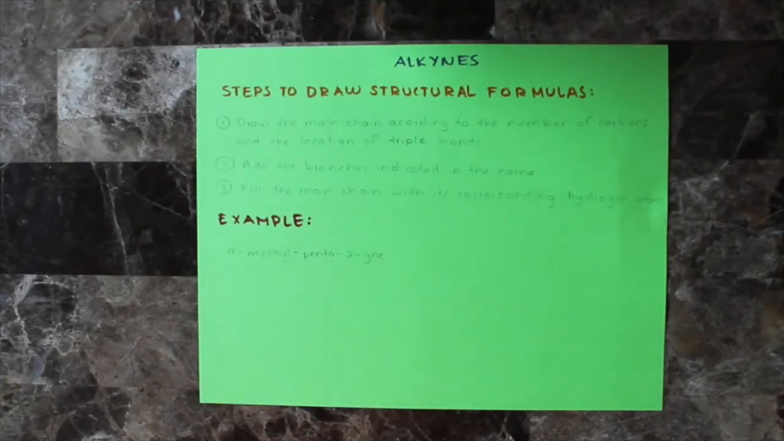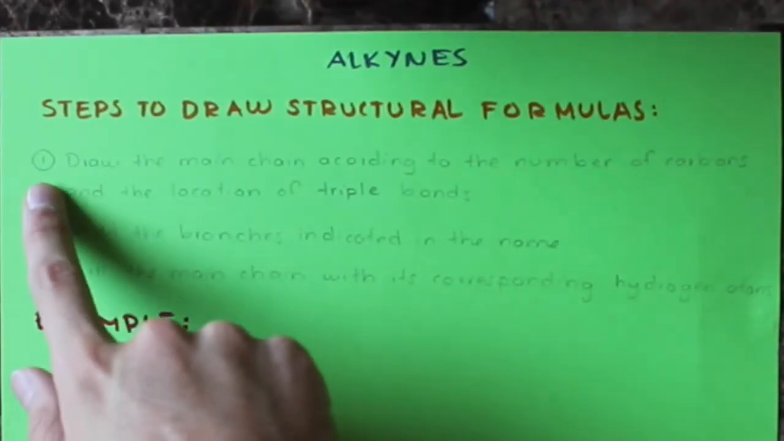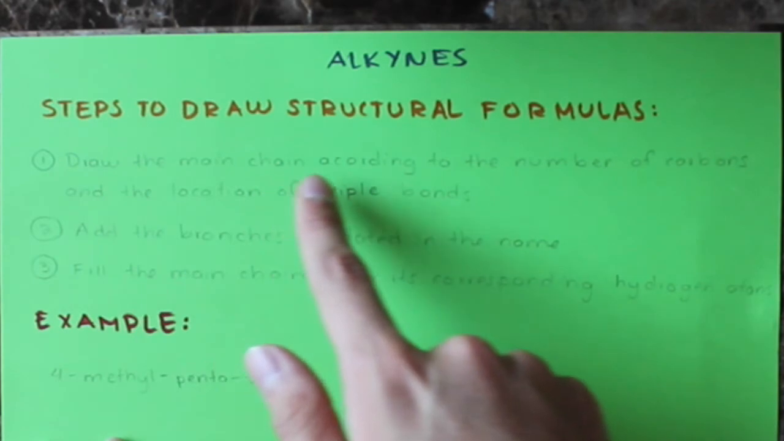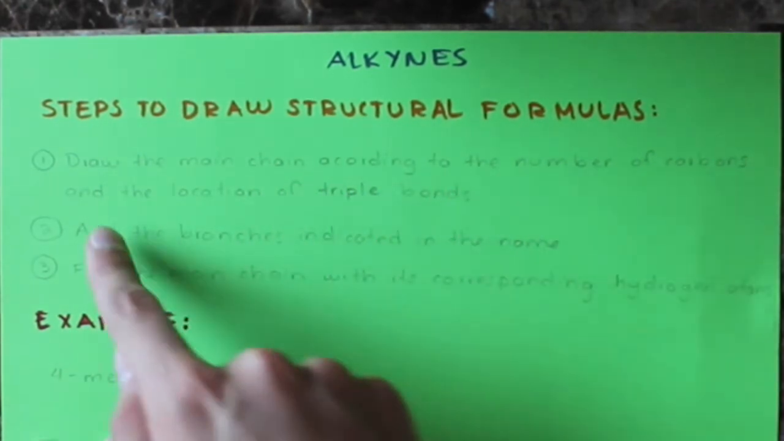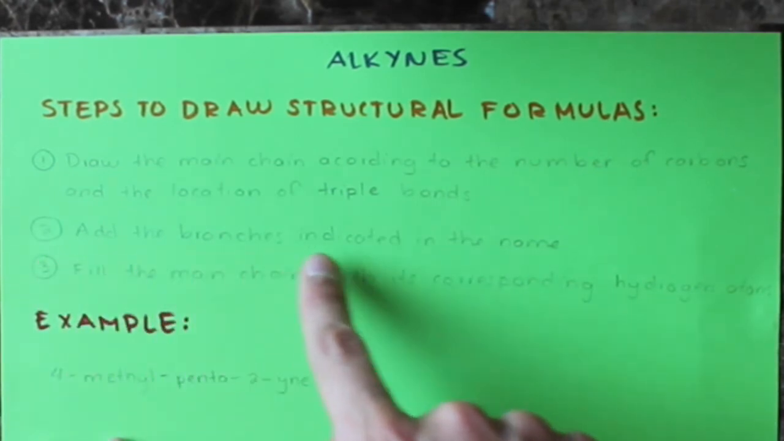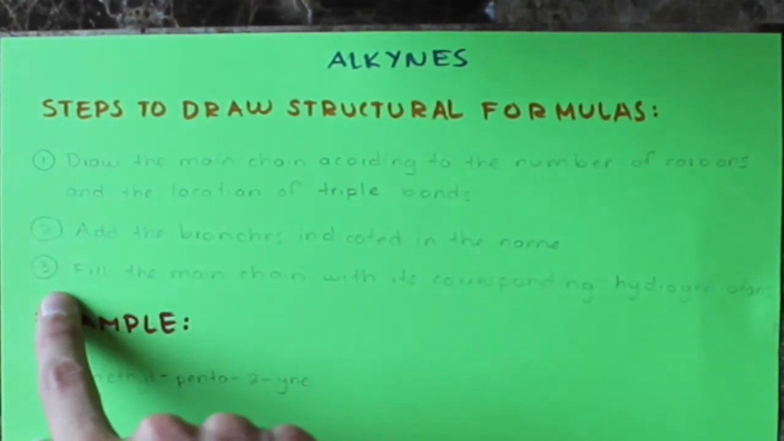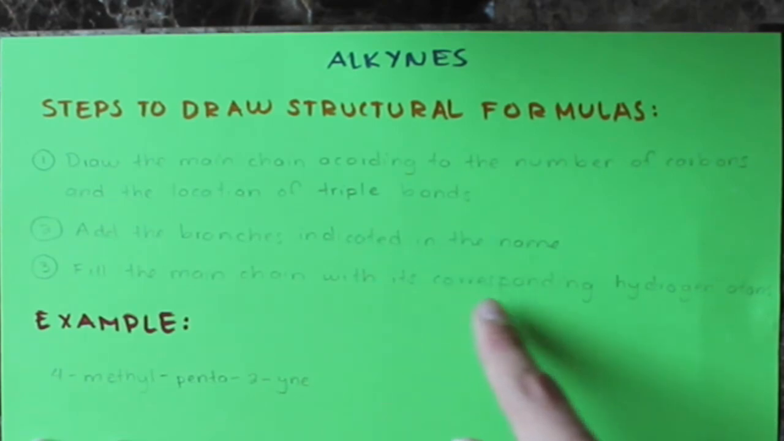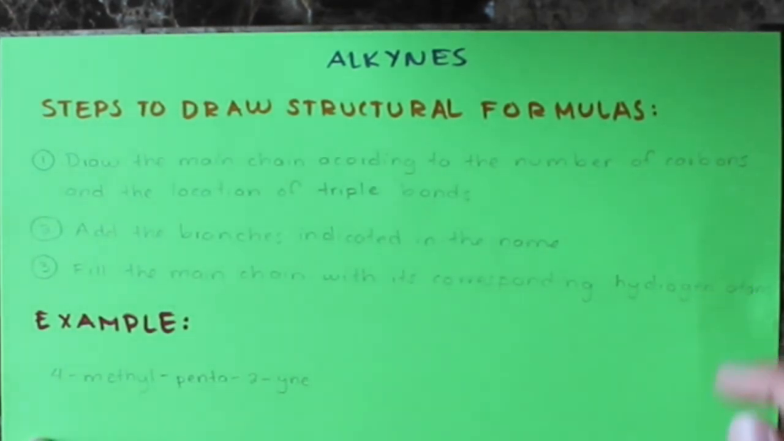Now let's see how to draw structural formulas with alkynes. Okay, the steps are: step number 1. Draw the main chain according to the number of carbons and the location of triple bonds. Step number 2. Add the branches indicated in the name. Step number 3. Fill the main chain with its corresponding hydrogen atoms.